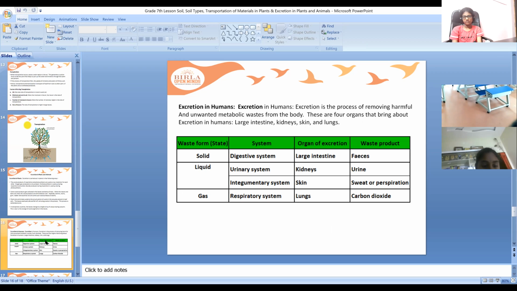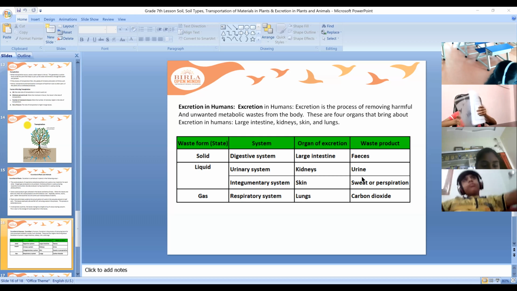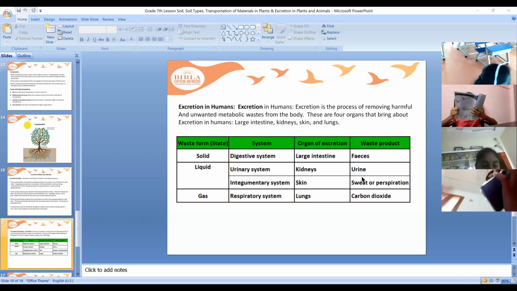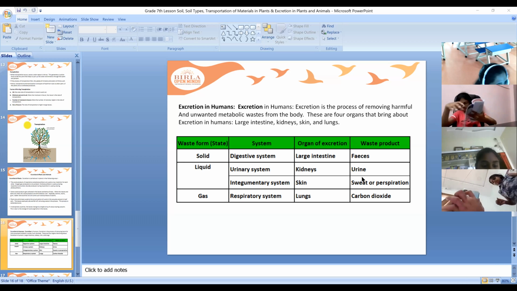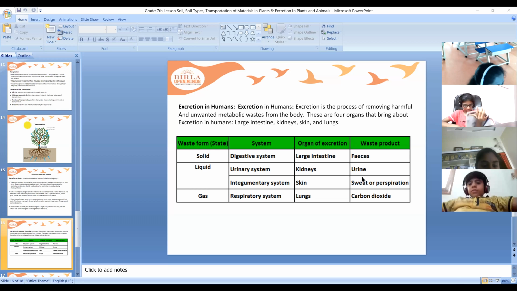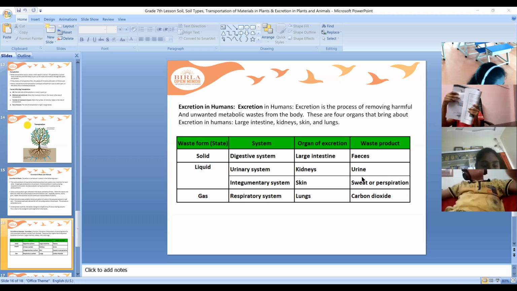Okay, I'll just show you. Now coming to excretion in humans. Excretion in humans is a process of removal of harmful and unwanted metabolic waste from the body. This is carried out by the four organs that bring about excretion in humans. What are they? They are intestine, kidney, skin, and lungs.